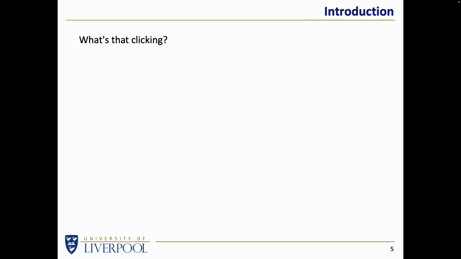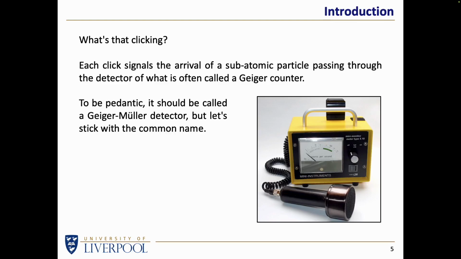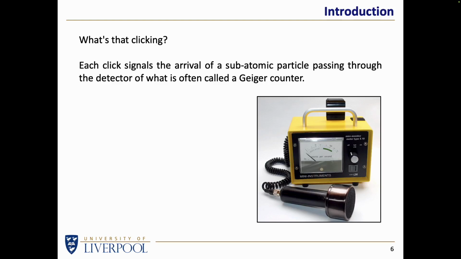So firstly, we can ask, what's that clicking? So a Geiger counter, well, as a physicist, we really shouldn't call them Geiger counters. We should give them their correct name of Geiger-Müller detectors. But that's being a little bit pedantic, so forget Geiger-Müller detectors. Let's just call it a Geiger counter. Geiger counters give us a click whenever a subatomic particle passes through the detector.